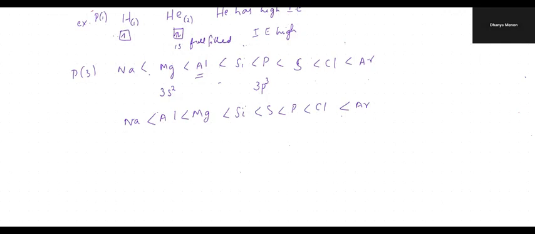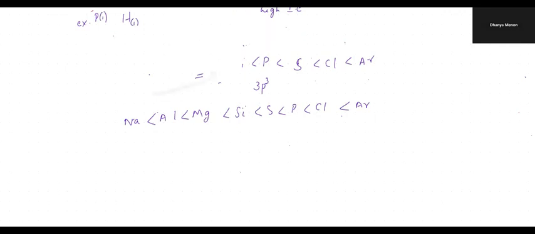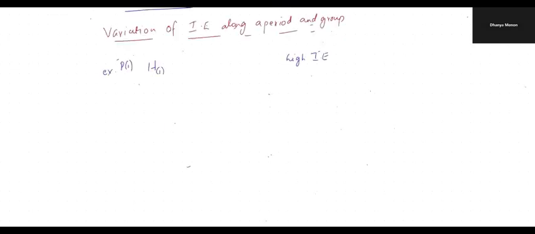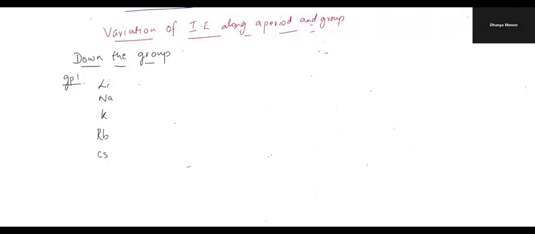So these discrepancies have to be remembered. Because of fully filled and half-filled subshells, elements have exceptionally high ionization energy. Now, students, we discussed the variation of ionization energy along the period.